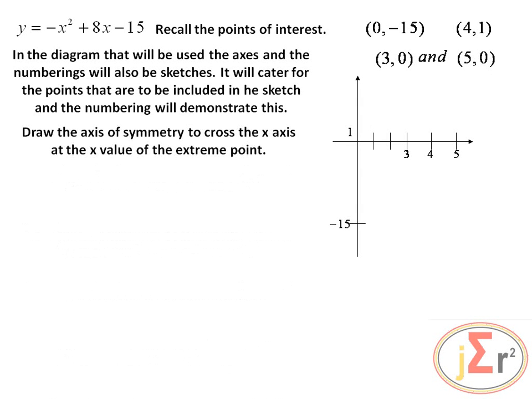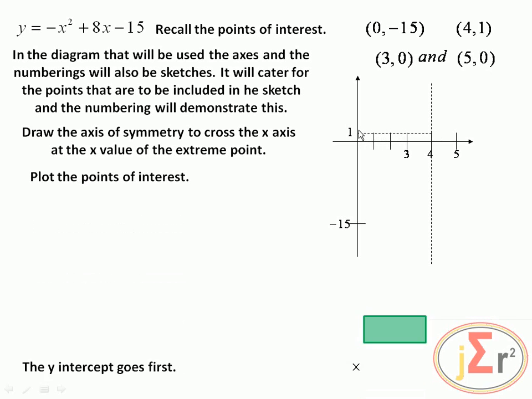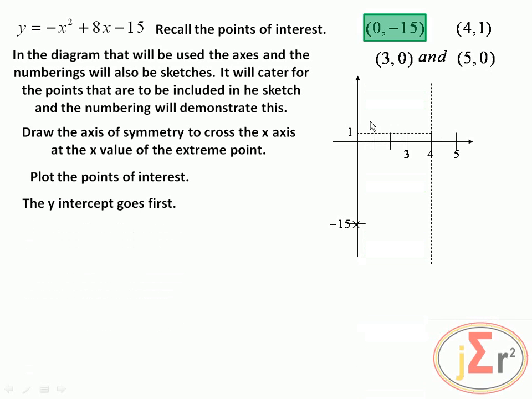Draw the axis of symmetry to cross the x-axis at the x value of the extreme point, and the extreme point is 4, 1, so the x value is 4. The axis of symmetry will be right there, and at the same time we are including a marker to show the level of the extreme point, which is at y is equal to 1. Plot the points of interest. The first one is 0, -15, which is the y-intercept. It goes right there. Then, of course, we're going to have the extreme point, which is 4, 1, right there.